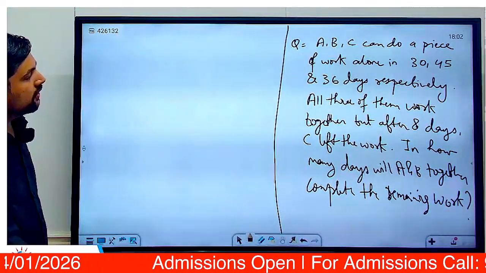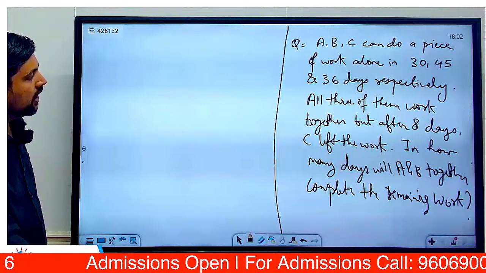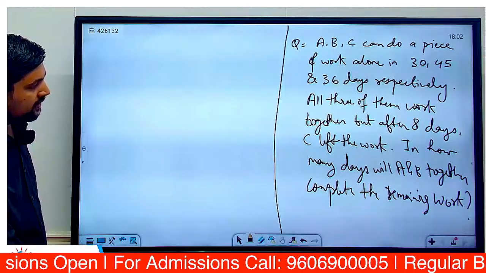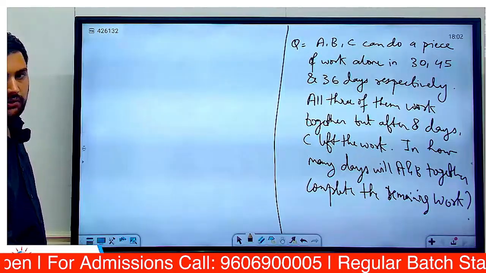A, B, and C can do a piece of work alone in 30, 45, and 36 days respectively. All three of them work together, but after 8 days, C left the work. In how many days will A and B together complete the remaining work?